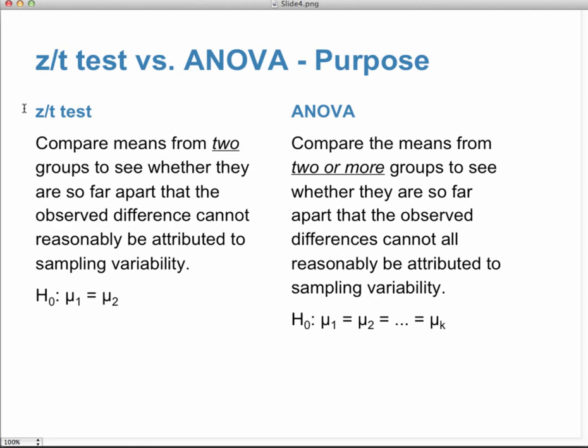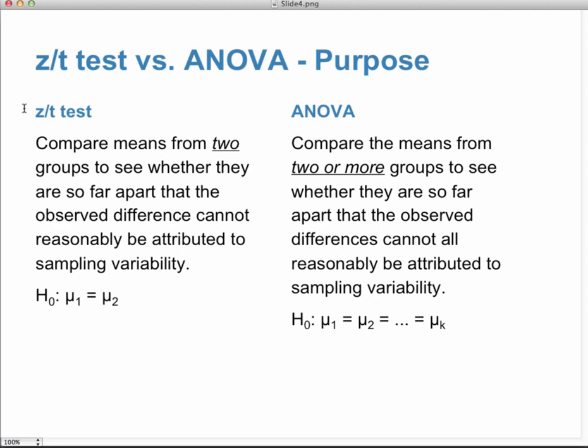If you only have two means, there's no reason to use ANOVA. As a matter of fact, you shouldn't use ANOVA. You use either the z or the t-test, and as we've seen, basically we always use the t-test. That's kind of hardwired. Out there in the real world, comparing two means, you're always going to see the t-test used.